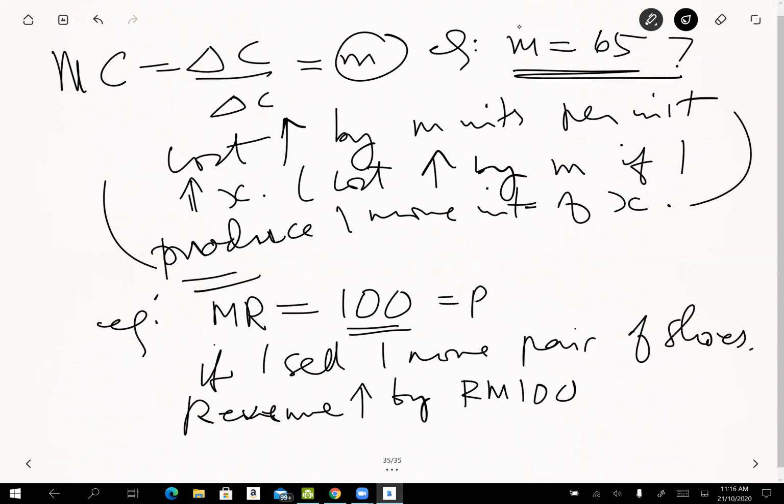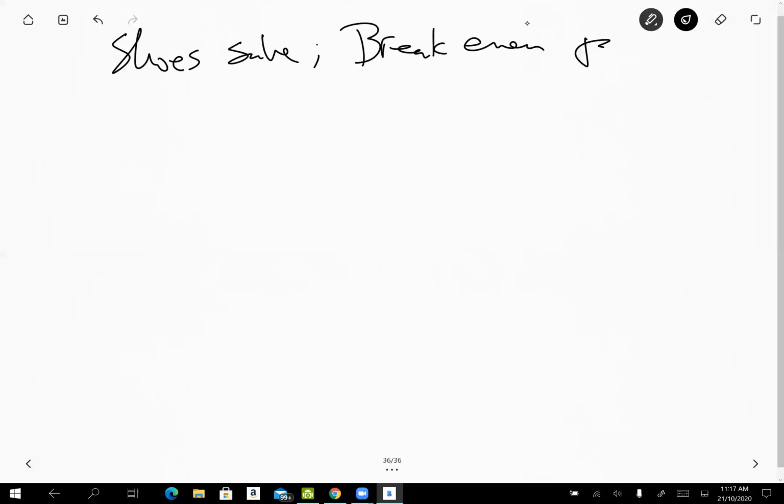So that is break even. How do you find the break even? You will set profit equal to 0. Let us look at an example. Suppose we are talking about the shoes, your example of shoe sales. You want to find the break-even point, the break-even quantity, or the pairs of shoes. That means how many pairs of shoes I have to sell in order to break even.